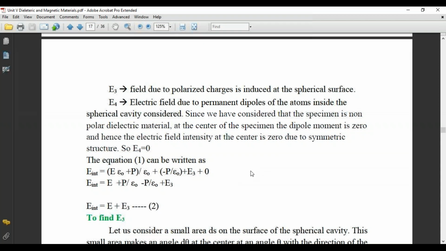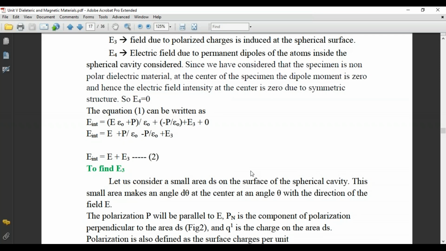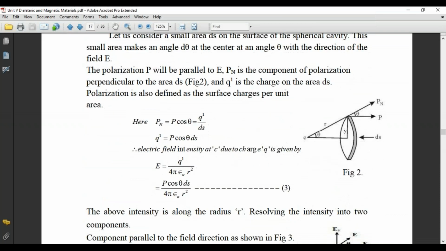So equation 1, what is equation 1? E internal equals E1 plus E2 plus E3 plus E4. Then equation 1 becomes E internal equals E plus P by epsilon naught minus P by epsilon naught plus E3. This cancels, then E internal equals E plus E3. Now we want to find out E3. To find E3, first of all, we want to find out the polarization.